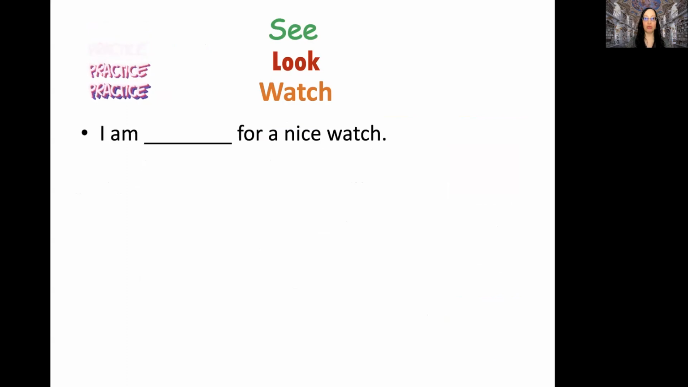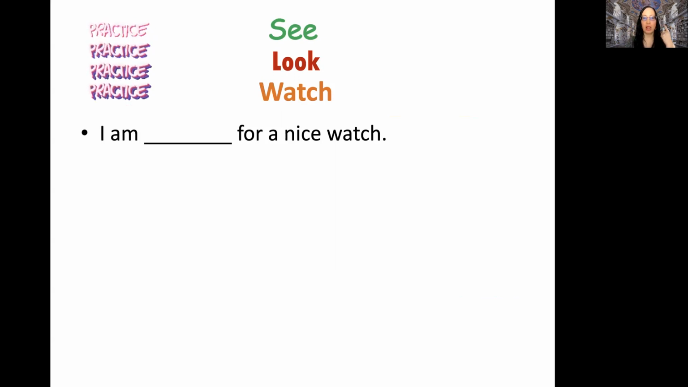Okay, let's practice. Are you ready? See, look, and watch. Now, you have to figure out which tense of the verb we are going to use. See in the past tense, the present tense, or the perfect, remember present perfect, or in the continuous. Okay, I am blank for a nice watch. I am see for a nice watch. I am look for a nice watch. I am watch for a nice watch.